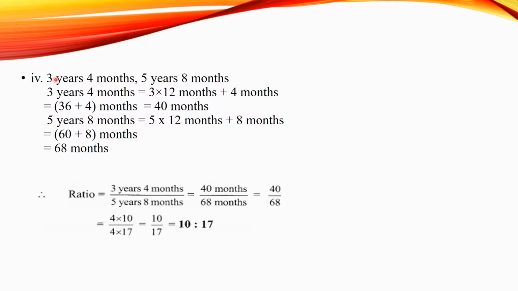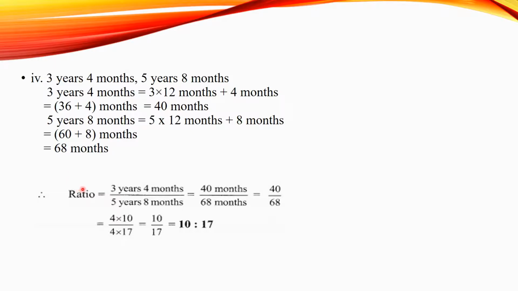Fourth question, 3 years 4 months and 5 years 8 months. Here again we have to convert the years into a smaller unit, that is months. So 3 years can be converted to 3 multiplied by 12, since 1 year is equal to 12 months. So we get 36 plus 4 months, that is 40 months. Again 5 years and 8 months is equal to 5 multiplied by 12 plus 8 months. So that is 60 plus 8, 68 months.